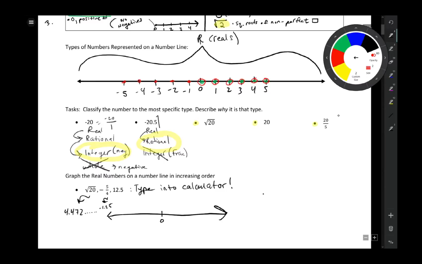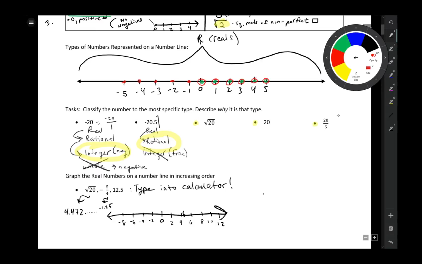Plot yourself a 0. 4.472. Let's see here. 2, 4, 6, 8, 10, 12. Okay, and -2. If you have to make your own number line, I won't be too picky as to how you set it up. Make sure you do have 0 in there. 4.472, that's about, well, that will be 5.